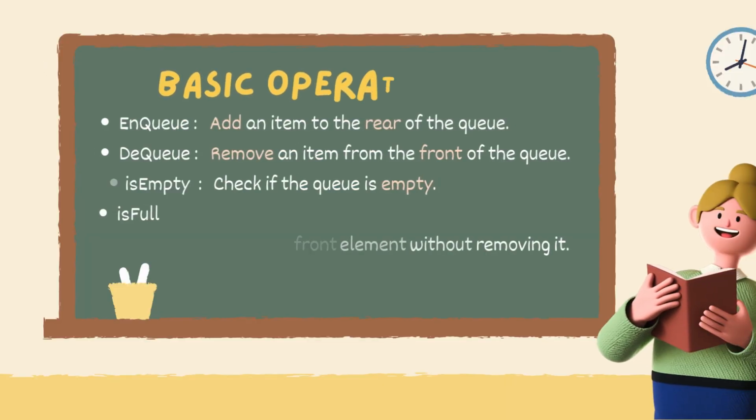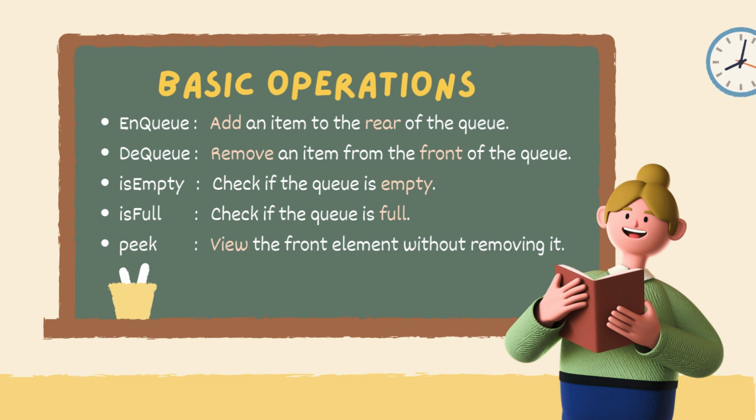Here are the basic operations of a queue. Enqueue, adding an item at the rear. Dequeue, removing an item from the front. Is empty, checking if the queue is empty. Is full, checking if the queue is full. Peek, viewing the front element without removing it.